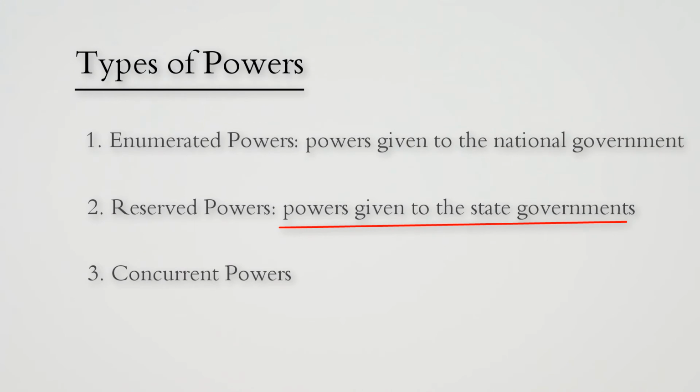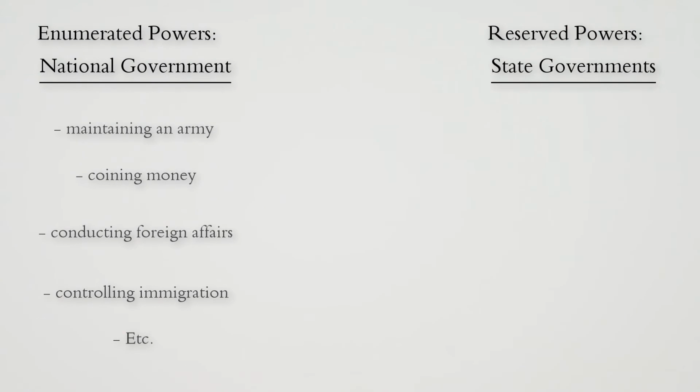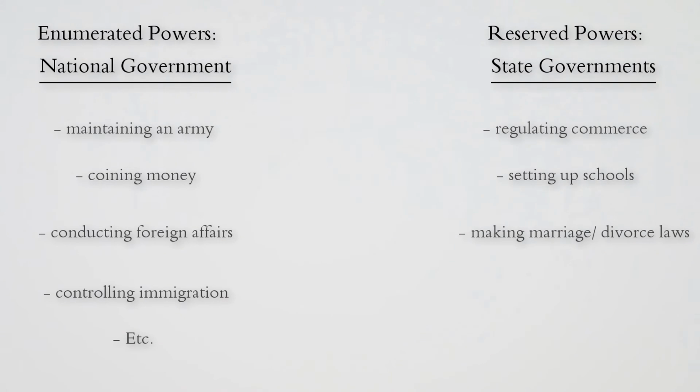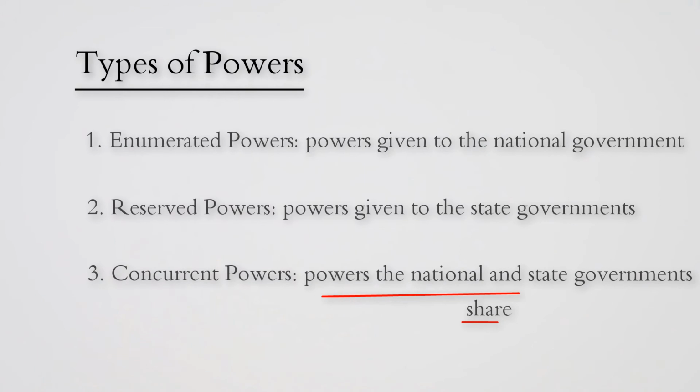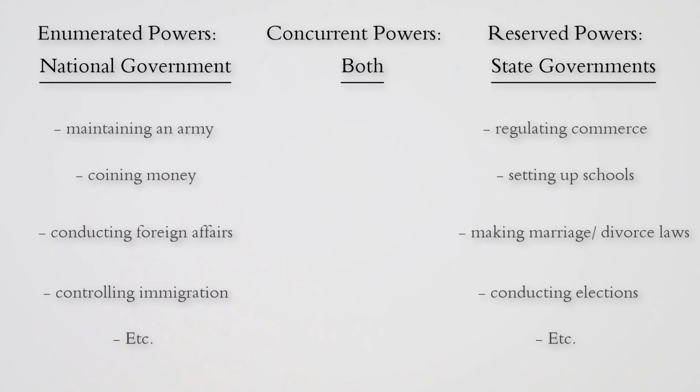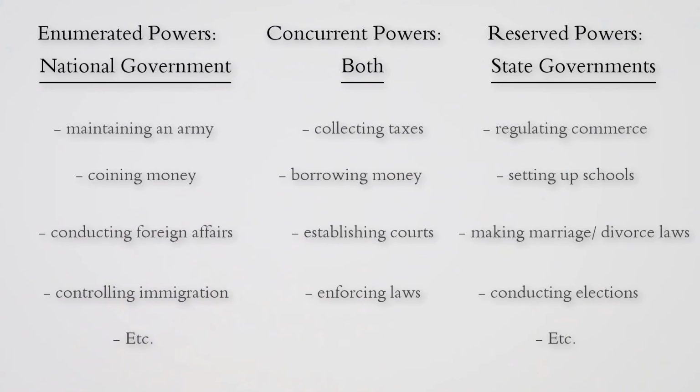Reserved powers are powers in the Constitution that are given to the states. Examples include regulating commerce within the state, setting up public schools, making marriage and divorce laws, conducting elections, etc. Concurrent powers are powers in the Constitution that the national and state government share. Examples include collecting taxes, borrowing money, establishing courts, enforcing laws, etc.